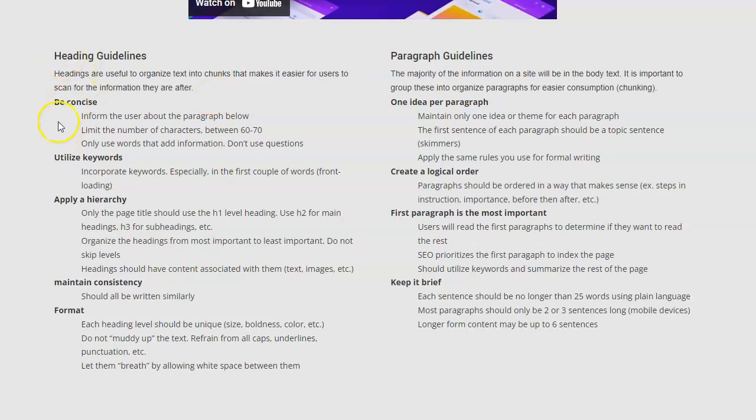Generally speaking, when you are formatting your headings, they should inform the user about the paragraph below. What I mean by that is it should be, in a weird way, almost like a description of what they're going to read, right? So it shouldn't just be something that purely draws them in. You want to draw them in, but mostly you want it to actually say what they're going to be reading. You want to limit the number of characters, so somewhere between 60 and 70. You do not want really long headlines.